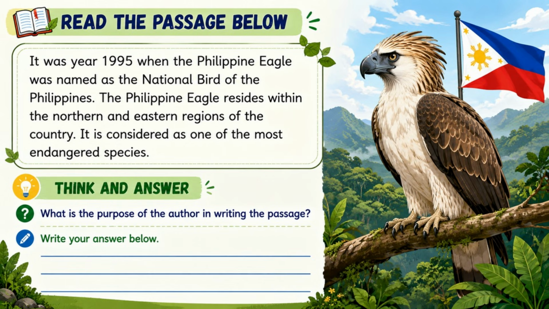Let us have another activity. Number 1. It was year 1995 when the Philippine eagle was named as the national bird of the Philippines. The Philippine eagle resides within the northern and eastern regions of the country. It is considered as one of the most endangered species. What is the purpose of the author in writing the passage?